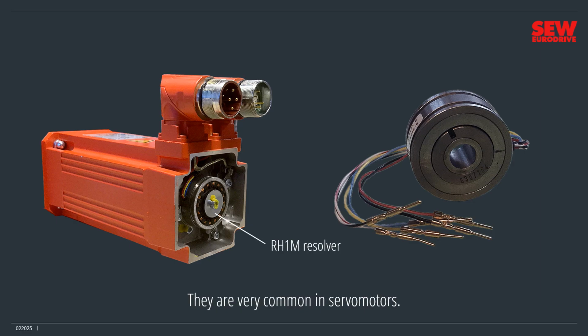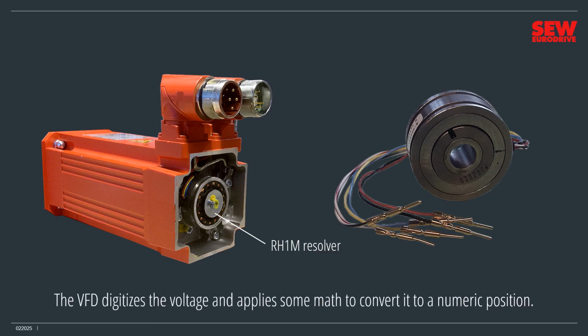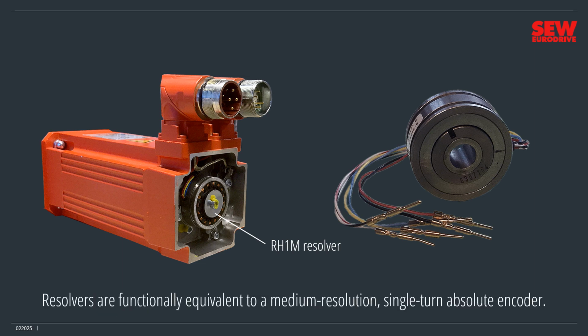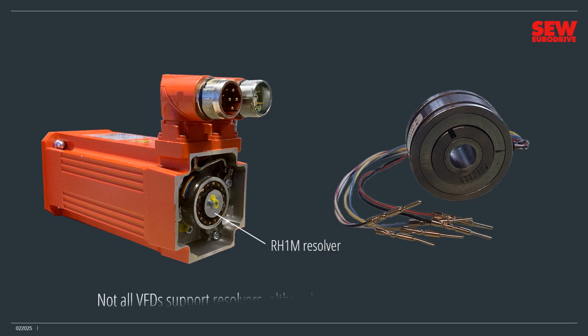So, what's the difference between an encoder and a resolver? Many encoders are digital, outputting pulses or numbers. Resolvers are analog, outputting a changing voltage. The VFD digitizes the voltage and applies some math to convert it to a numeric position. Resolvers are functionally equivalent to a medium resolution, single turn absolute encoder. Be aware, however, that not all VFDs support resolvers, although many SEW Eurodrive VFDs do.